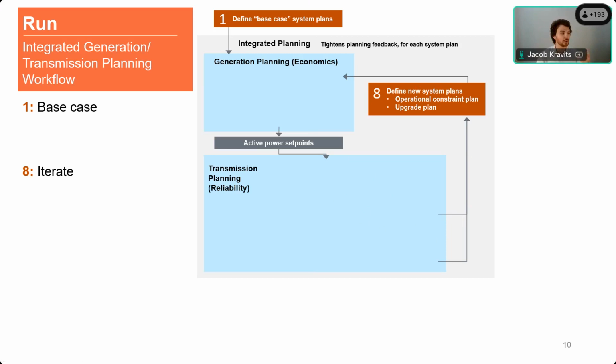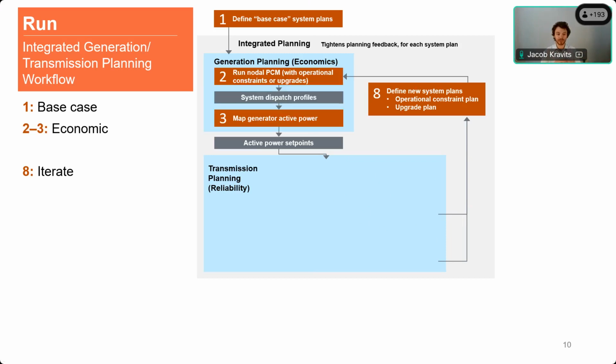So let's unpack this a little bit more. When we're talking about generation planning, again, we're not replacing generation planning. We're saying this is a flavor or a core part of generation planning. We're talking about running production cost models, right? How do you move information in an integrated fashion from a production cost model to active power set points that can be helpful for transmission planning?